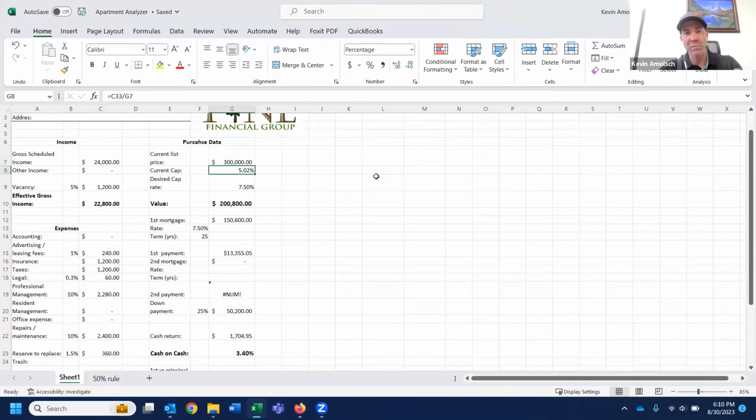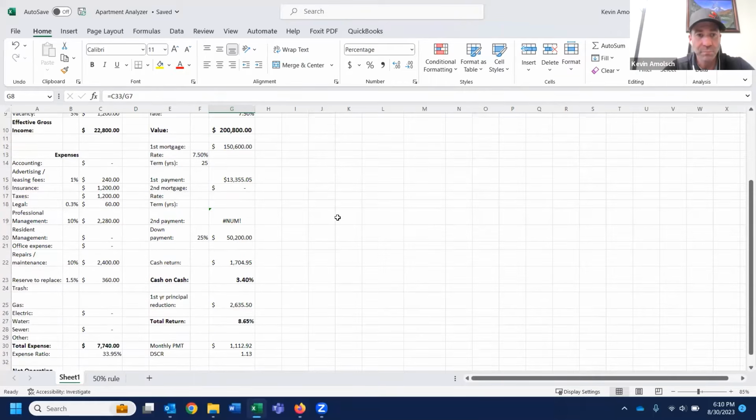to put my return or my cap at 5.02%. So if I make the $300,000 investment to buy the property all cash, I'm going to get a 5.02% return based on my net operating income. Okay, so here's where it gets interesting. Let's just assume a 30-year loan, and let's just say 7.5%, and then you've got to put your down payment in here. So let's say a 20% down payment.